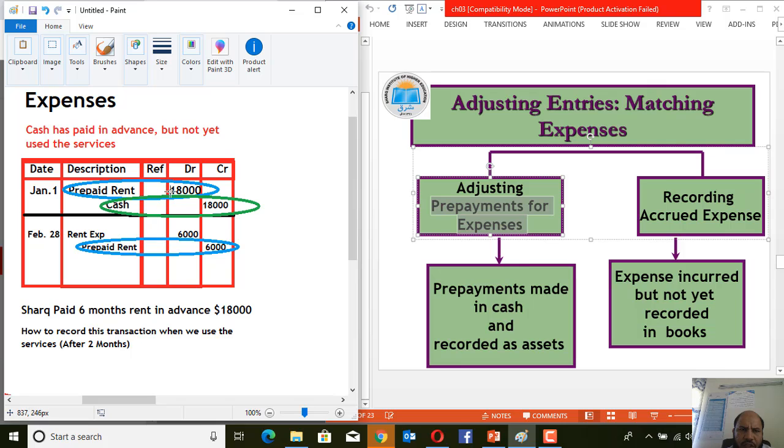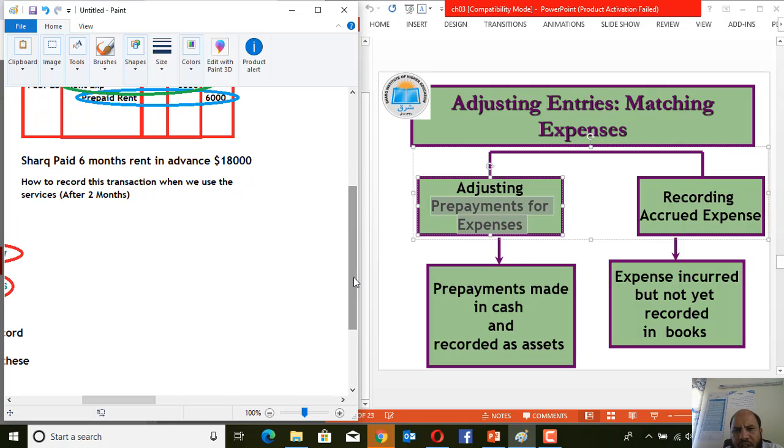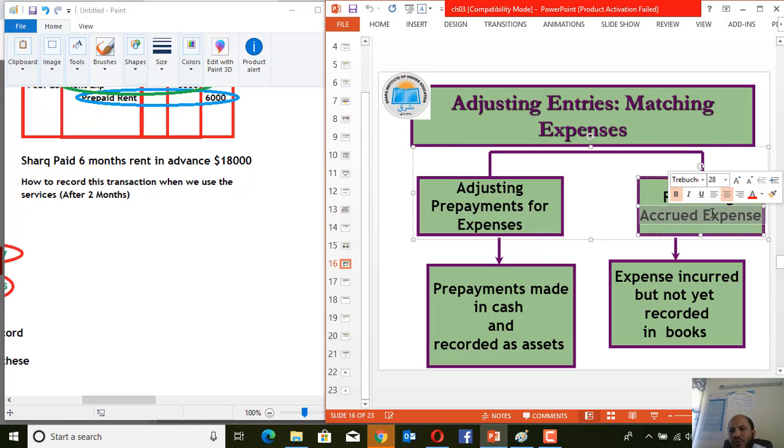The prepaid rent was an asset account. Now that rent has been converted into an expenses account, and we record it as an expense. Earlier it was an asset record. Now dear students, let's do the record about the accrued expenses.